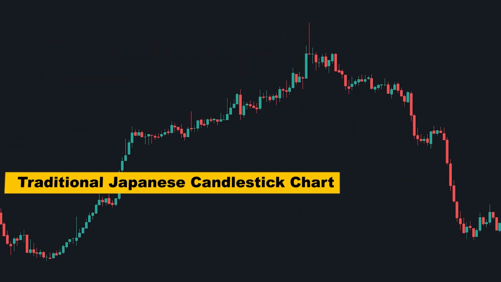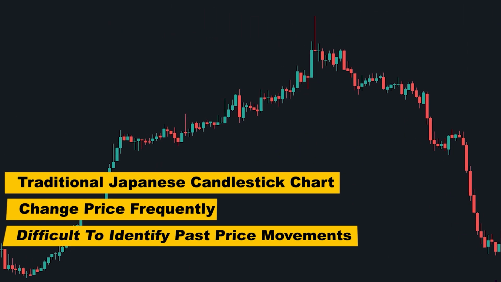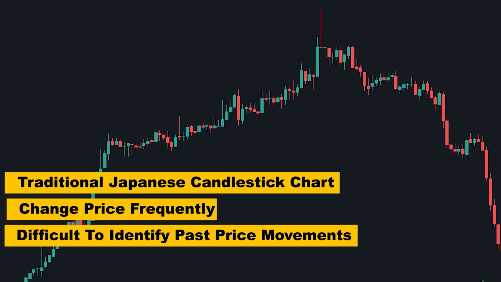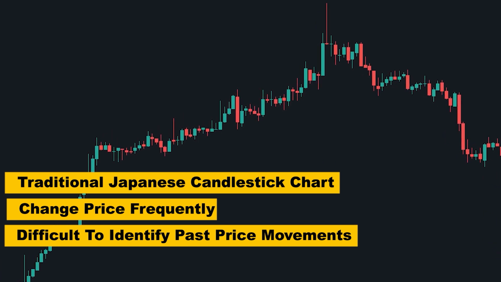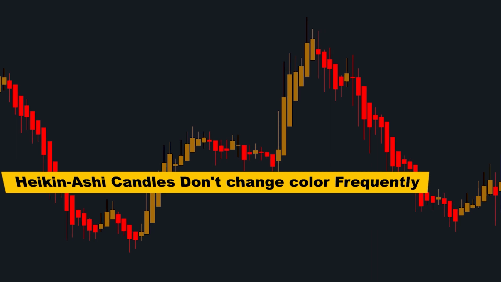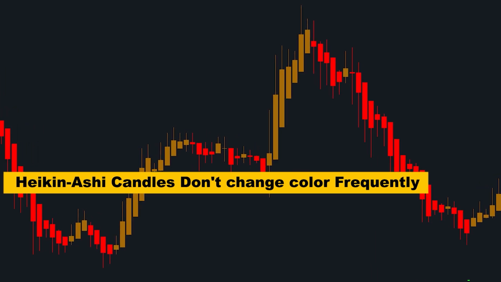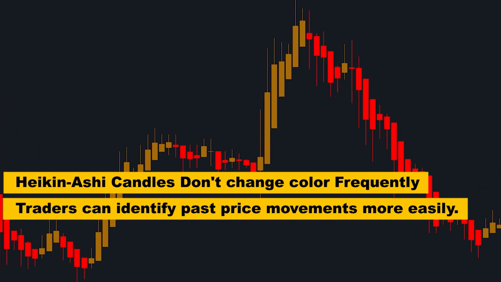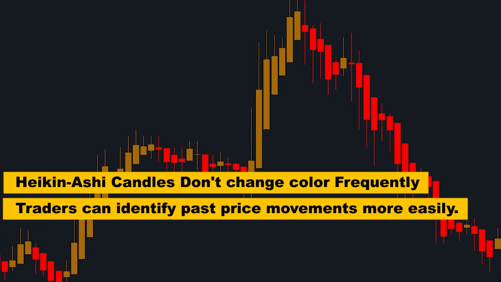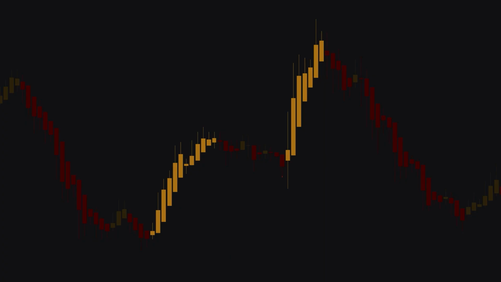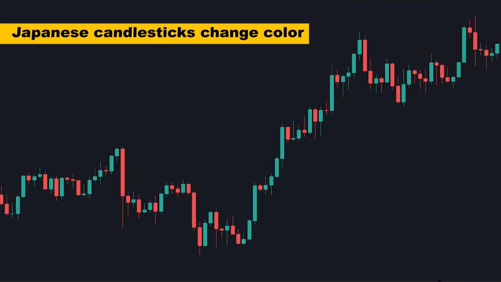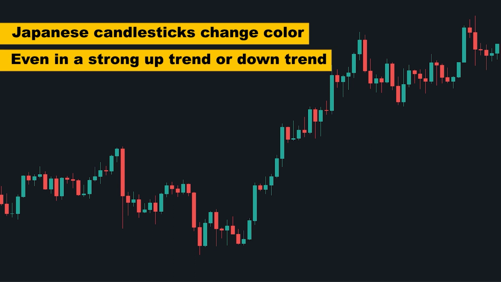Traditional Japanese candlestick charts frequently change from bullish to bearish, which can make it difficult to identify directional moves, trends, or reversals. Heikin Ashi candles display more consecutive colored candles, helping traders to identify price movements more easily. Heikin Ashi candles stay green during an uptrend and stay red during a downtrend. Traditional Japanese candlesticks change color even in a strong uptrend or downtrend.